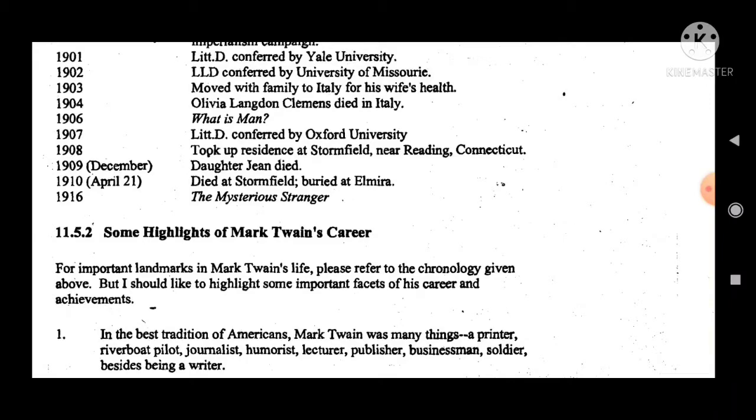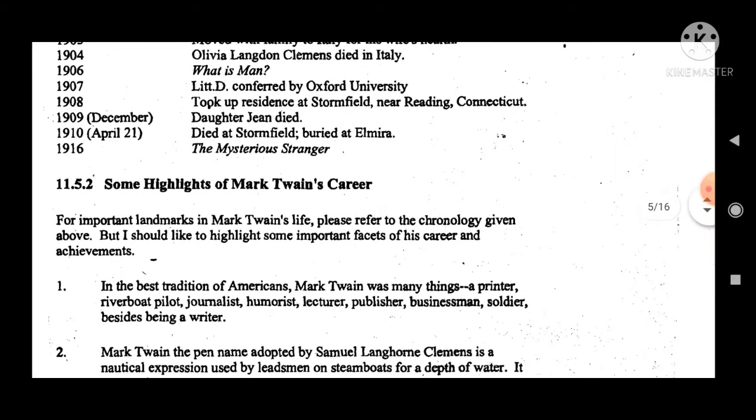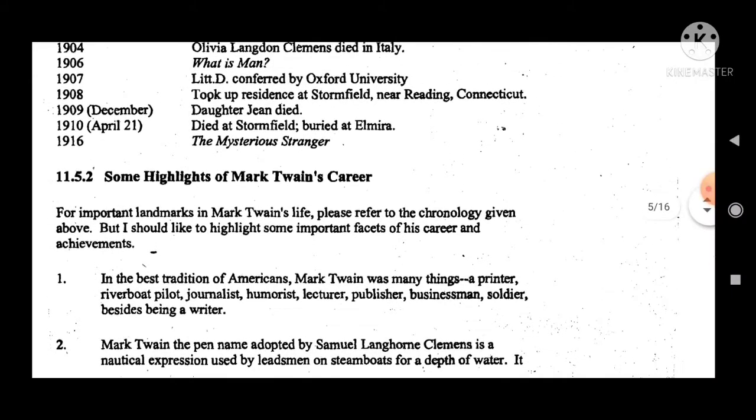Then 1906, What Is Man? 1907, D.Lit. conferred by Oxford University. 1908, took up residence at Stormfield near Redding, Connecticut. Then 1909 December, Jean died. Then 1910 April 21st, died at Stormfield, buried at Elmira.